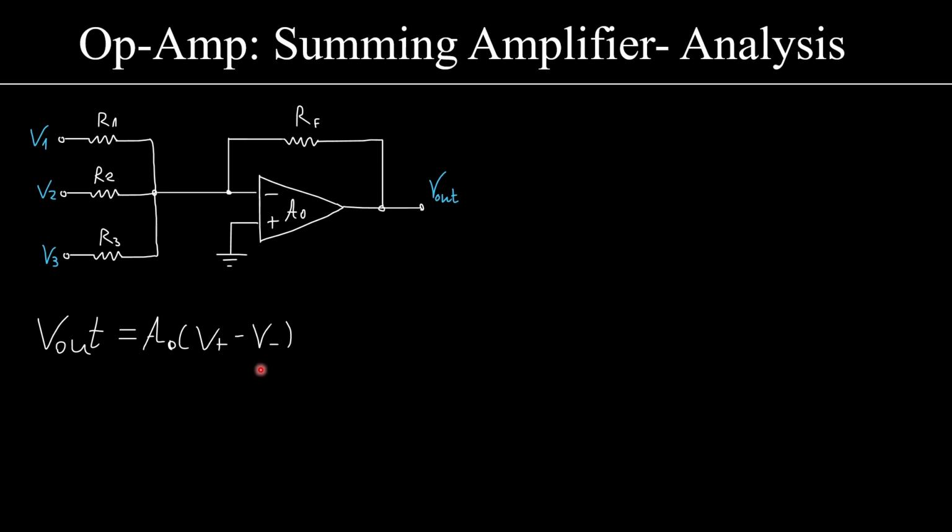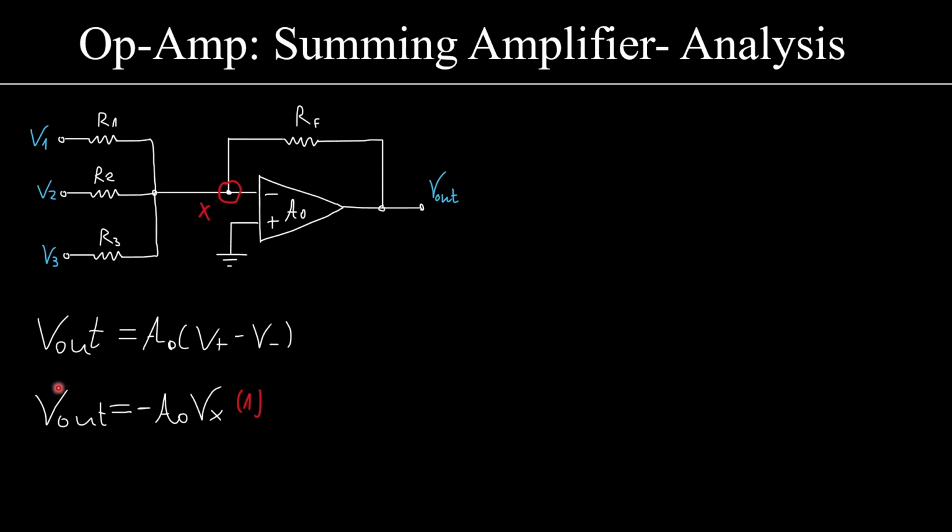Alright, Vout is A0 times (V plus minus V minus), point X here. Some will say it's a virtual ground, and it is in an ideal op-amp. But if A0 is not very large, I cannot say that Vx is a virtual ground, that Vx is 0. I'm going to take the general case where A0 is not very large, and I'm going to say that V plus must be 0 and V minus must be Vx, this Vx here. Alright, hopefully you understand why.